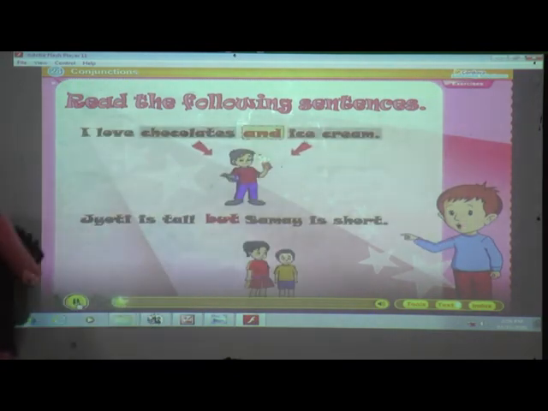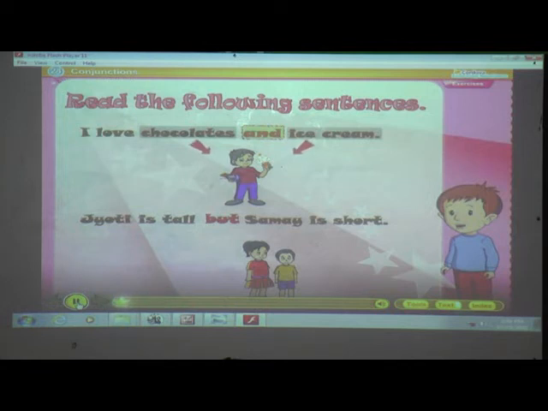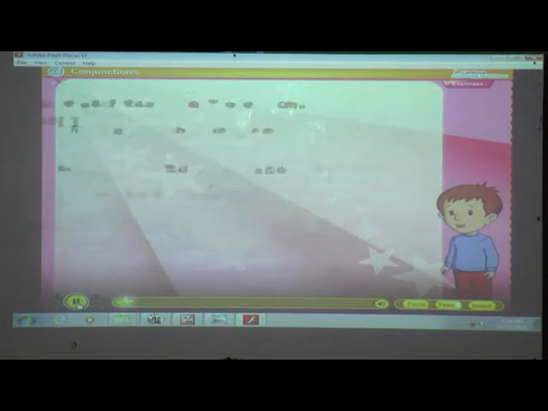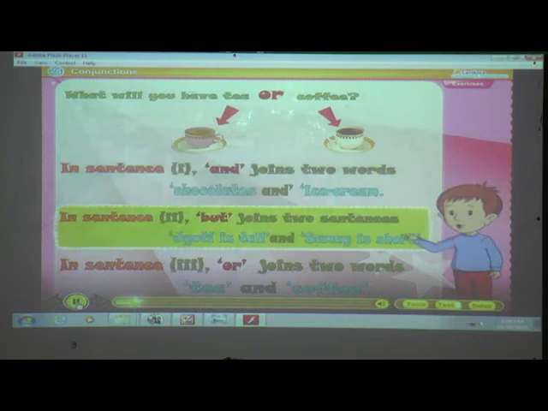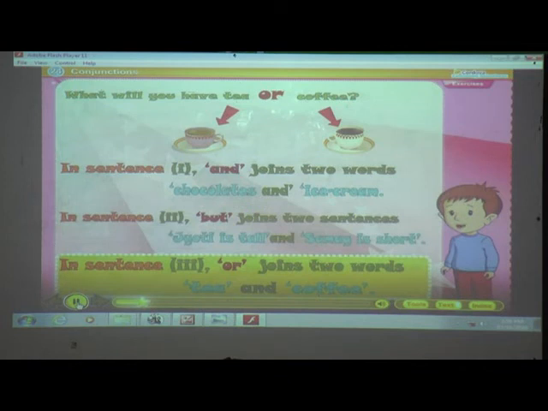I love chocolates and ice cream. Jyoti is tall, but Sunday is short. What will you have, tea or coffee? In sentence 1, and joins two words, chocolates and ice cream. In sentence 2, but joins two sentences, Jyoti is tall and Sunday is short. In sentence 3, or joins two words, tea and coffee.